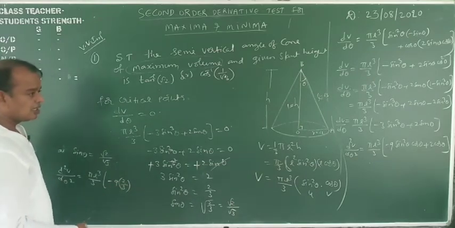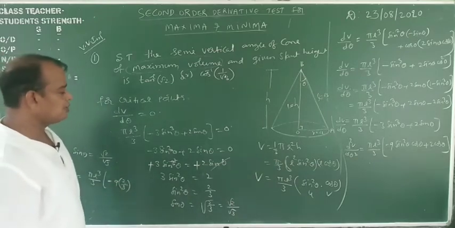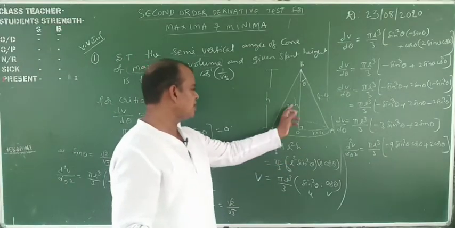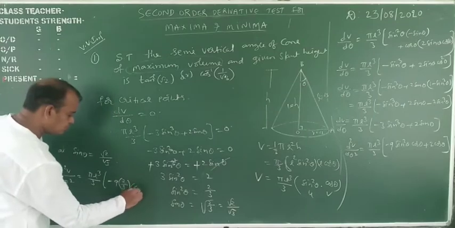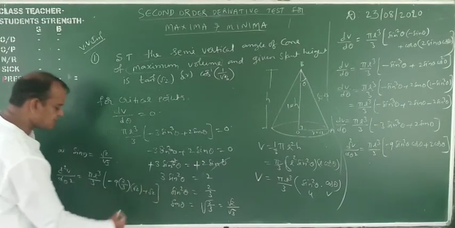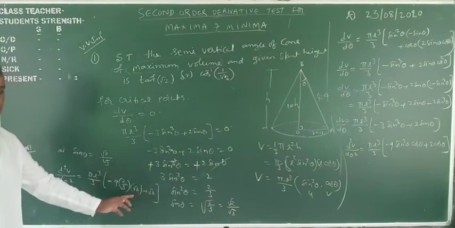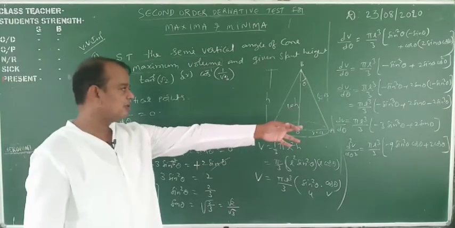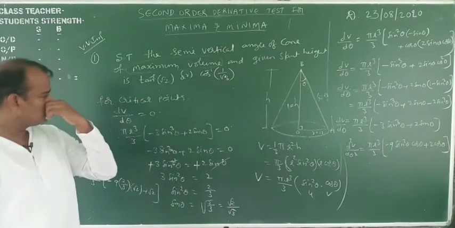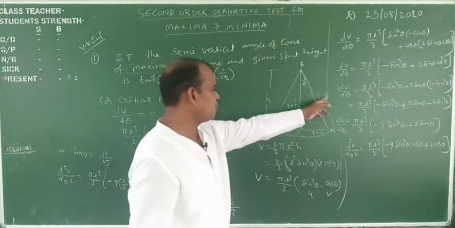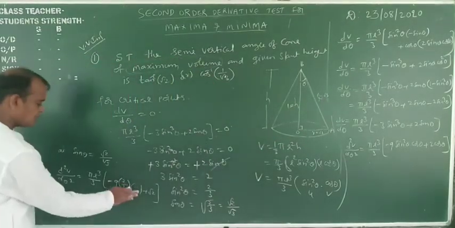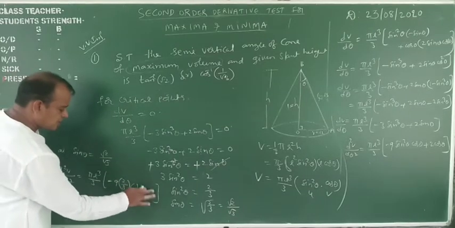into cos theta. Cos theta value: what is the formula of cos theta? Adjacent side by hypotenuse, 1 by root 3, sorry. Cos theta is 1 by root 3. Cos theta is 1 by root 3.